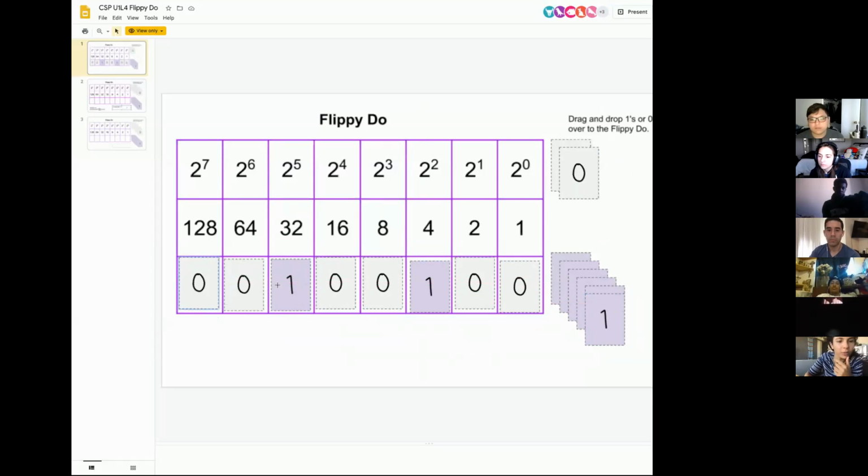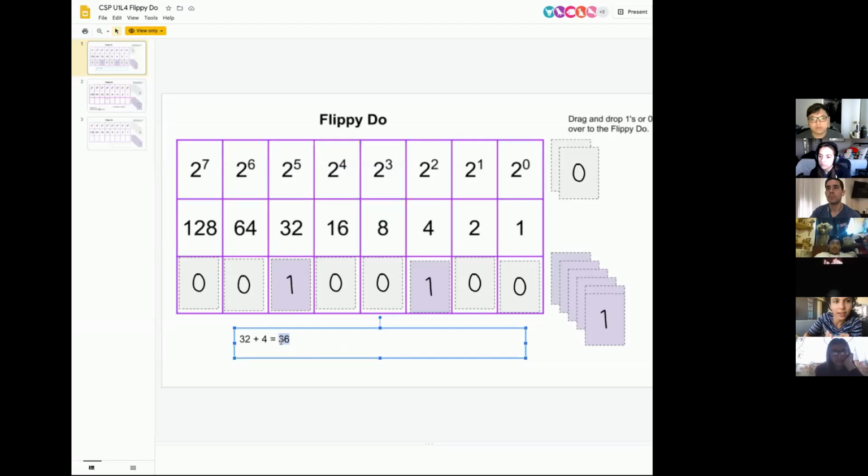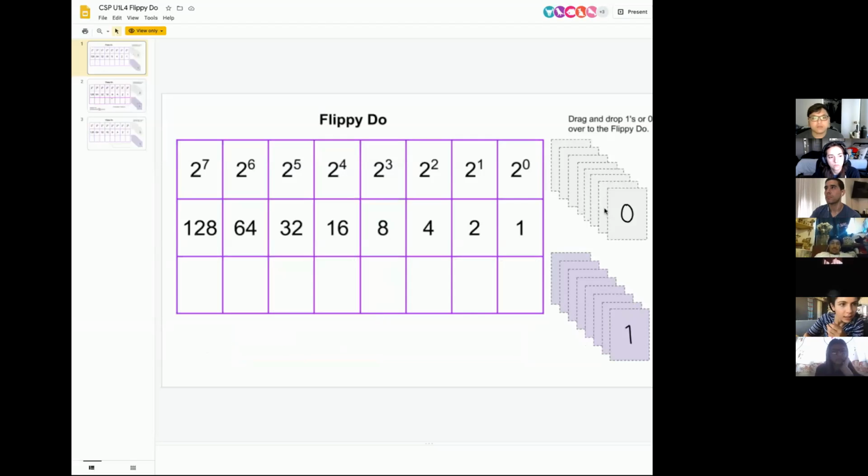Diego, I just wanted to mention that the first 2 slides of the flippy-do are demonstrations of how to use it. So you can see right now that they created the number 36. If you show them the next slide, go to the second slide. I think it's still on the first. Still on first slide.